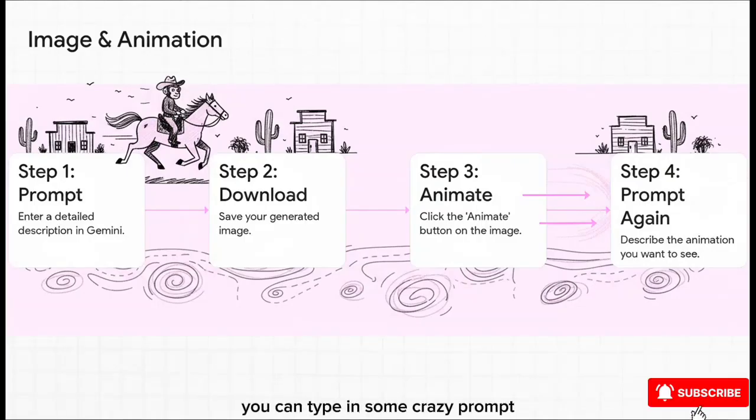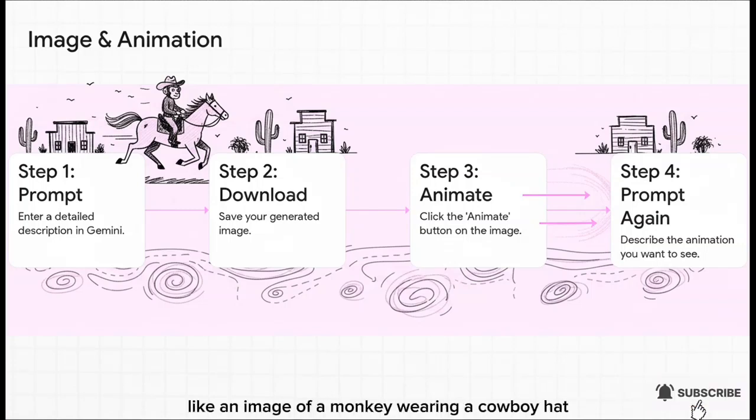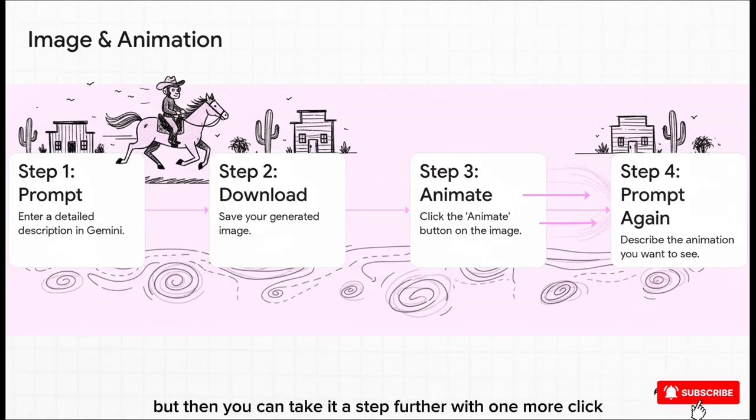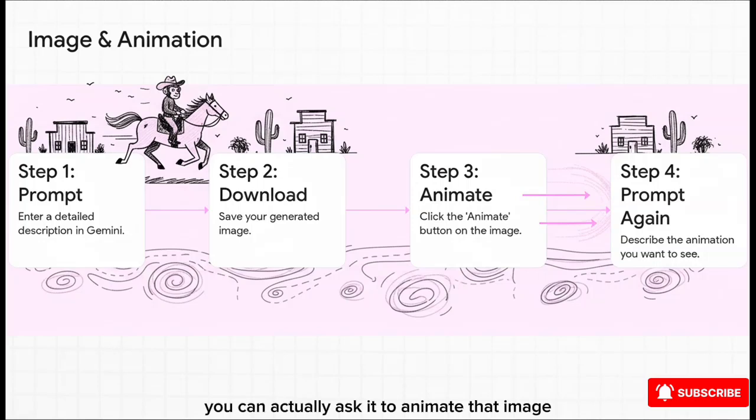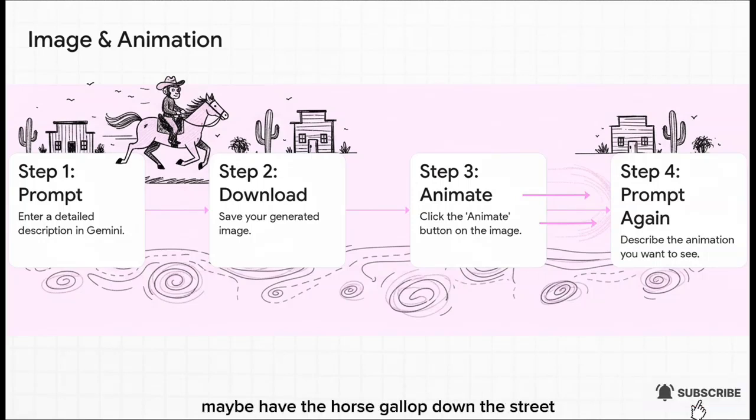And getting started is just as easy. You can type in some crazy prompt like an image of a monkey wearing a cowboy hat riding a white horse in an old western town, and boom, there's your image. But then you can take it a step further. With one more click, you can actually ask it to animate that image. Maybe have the horse gallop down the street.